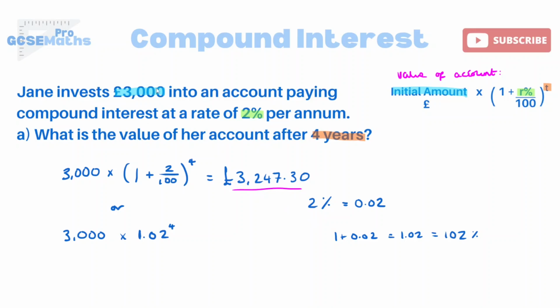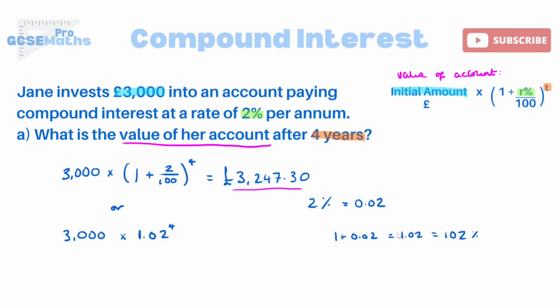Obviously, the 3,000 is still there. If Jane takes the 3,000 out of her account, she can't earn interest on it, right? So obviously that's still there. And then anything that's beyond £3,000 is obviously then the interest. So that's why you have to be really careful. Double check your question. What have they asked for? In this case, they've asked for the value of the account. So this is your answer.